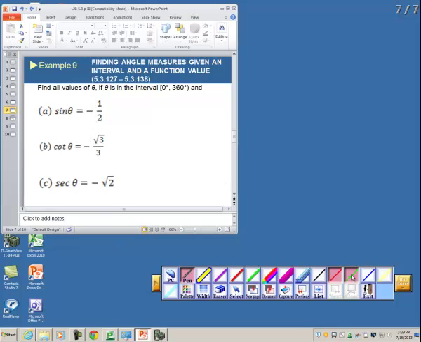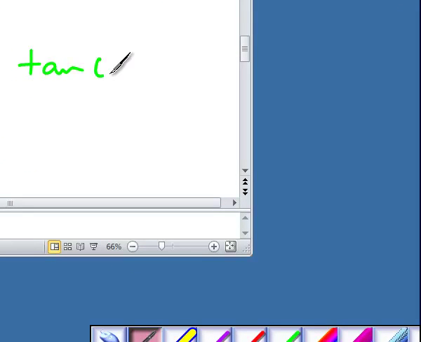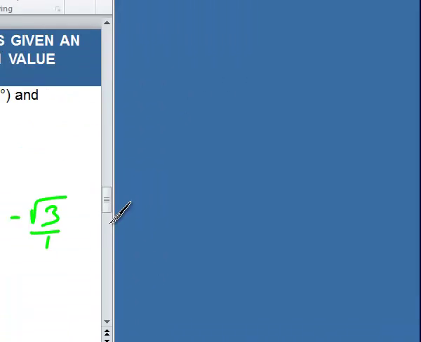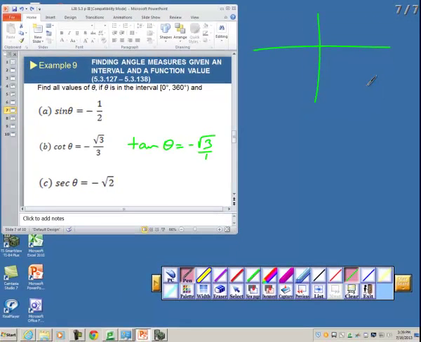Cotangent of negative square root 3 over 3. Well, cotangent is the reciprocal of what? Tangent, right. So tangent theta is going to be negative what? If cotangent is negative square root 3 over 3, tangent would have to be what? Yeah, that's right. Negative square root 3, and we could put over 1 if we want. Well, tangent is negative in what two quadrants?